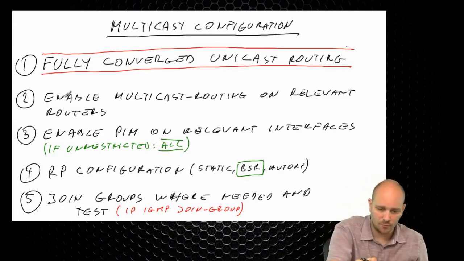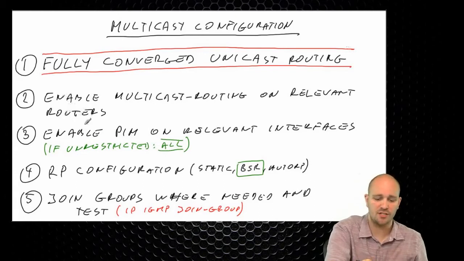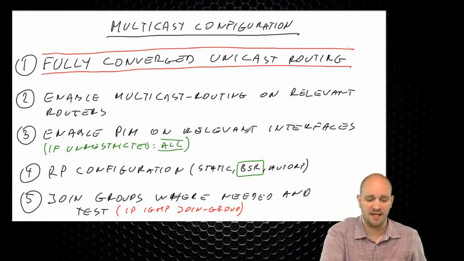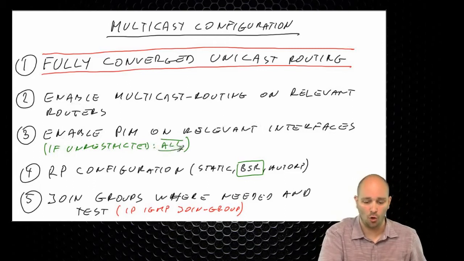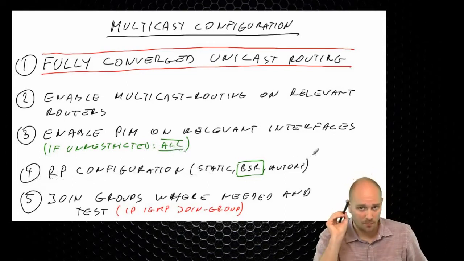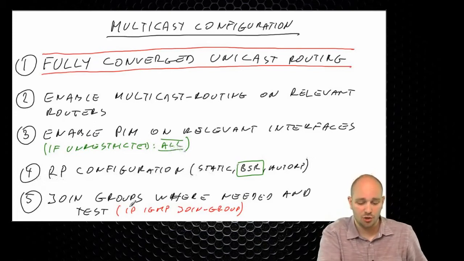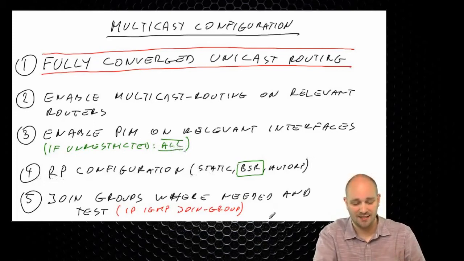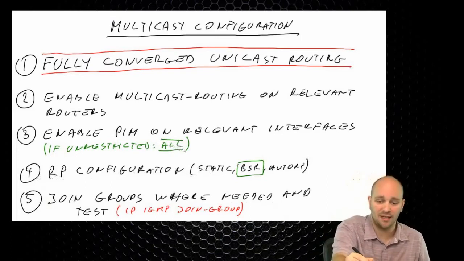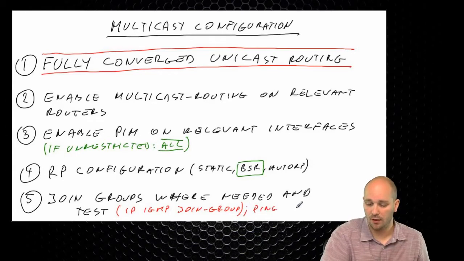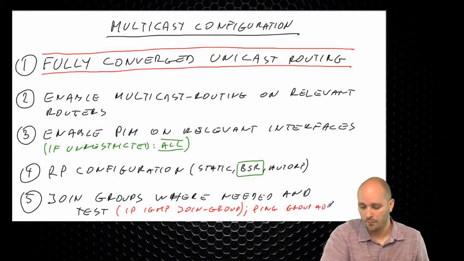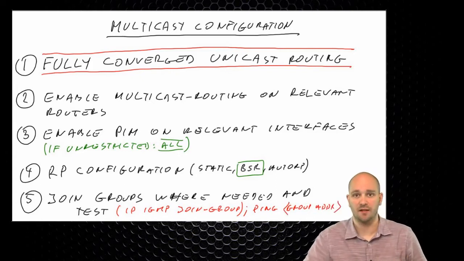Then make sure that multicast routing is enabled on all relevant routers. Enable PIM on relevant interfaces. As I said, if unrestricted, enable on all of the interfaces. RP configuration, static, BSR or auto RP, my preference given to BSR, and then join groups where needed and test. IP IGMP group, and how do you test? You can test using ping and then the group address. Because ping is perfectly fine traffic generator.